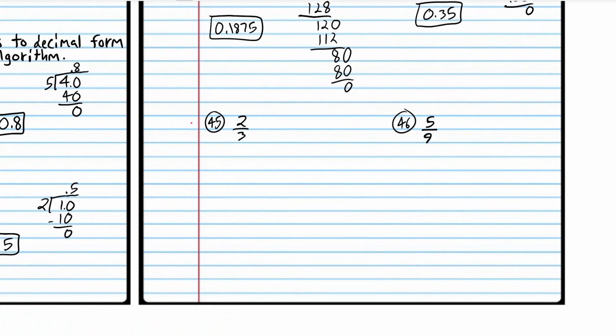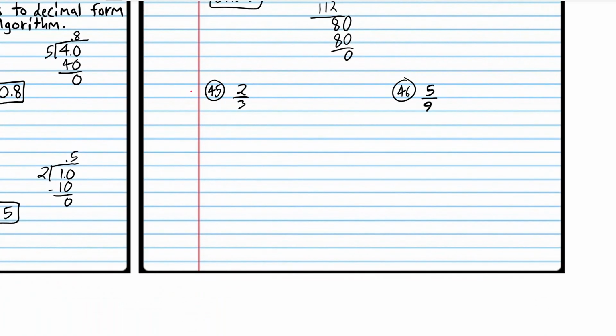But it turns out that there's no number that you can multiply 3 by to get any power of 10. It's not going to happen. It's like trying to fit a square peg into a round hole. So 3 is not going to fit into any power of 10. So this is what's called a repeating decimal. Let me show you what I mean.